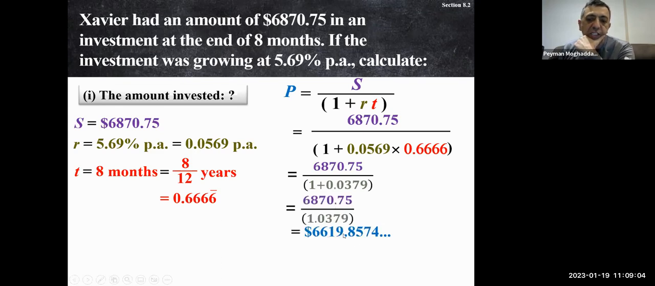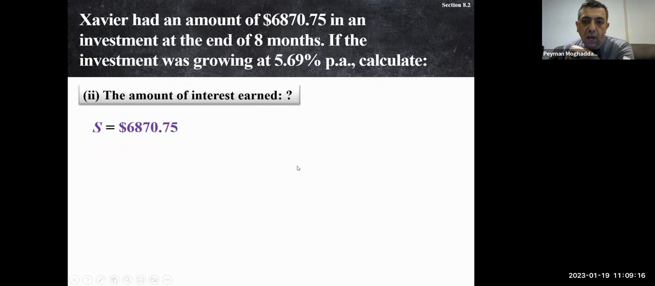Okay, so it's going to be 6,619.85, and how much interest did he earn? You deduct this number, which is the principal value, from the maturity value, which is S minus P, this guy minus this guy, 251.